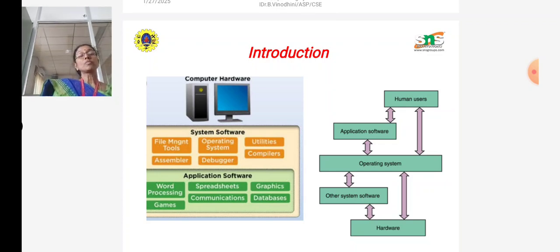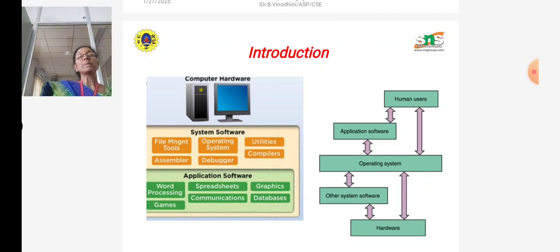So what does system software mean? System software is a program that contains a set of instructions to run system-level programs like the compiler and interpreter. Examples of application software are Excel, Word, PowerPoint, and programming languages. The operating system is a system software, and it acts as an intermediary between our application programs and the hardware.